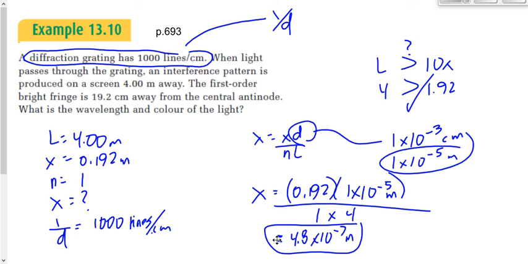Listen, if you've got lines per centimeter, don't try to convert it to lines per meter. Get centimeters, then get meters. Convert D to meters, not 1 over D. Get D first, then convert it to meters, and then do your thing. Don't forget that check though. 9 times out of 10, that check allows you to use the second equation. If it doesn't, find the angle, go from there.